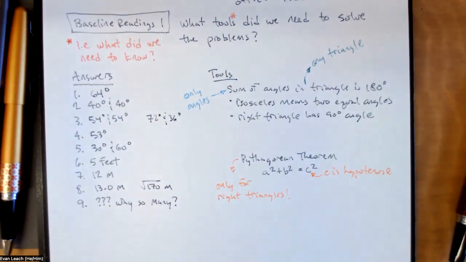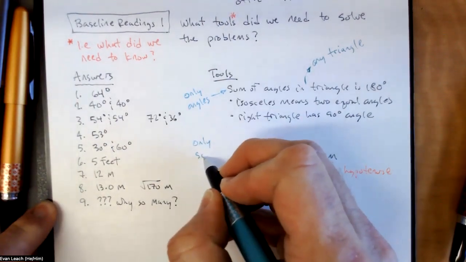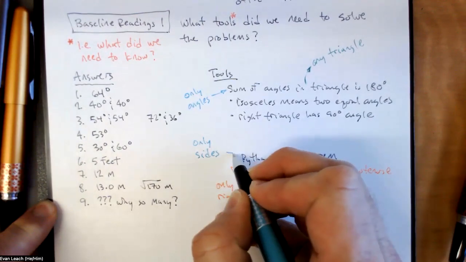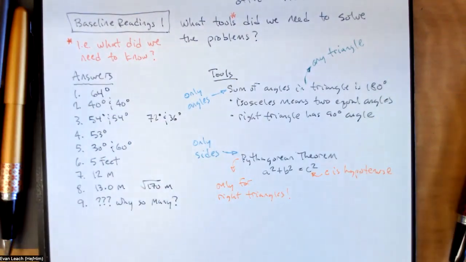That's a limitation. That tool is only useful for answering questions about angles. Notice that we had to abandon that tool in favor of the Pythagorean theorem once we had questions concerning sides. But notice all those questions using the Pythagorean theorem only involved sides. What this tells us is that we need something that will connect the angles and the sides of a triangle.